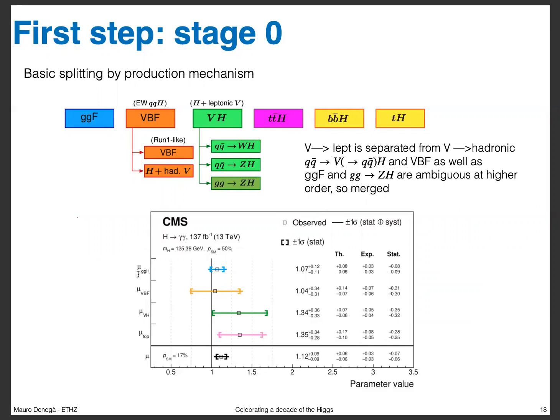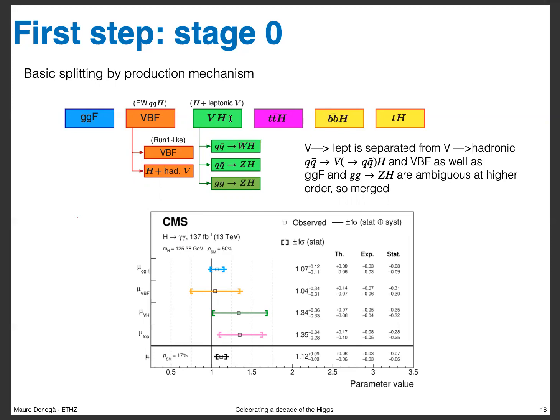And you see here in this plot, now this plot is with the full statistics of run two in H to gamma gamma, how it looks like. So basically you write out for each production mode your mu value. And so here you have the gluon fusion, VBF, VH, ttH, bbH, and tH. Worth noticing, bbH and tH typically we don't have sensitivity yet to address them. And VBF and VH are split in a rather peculiar way.